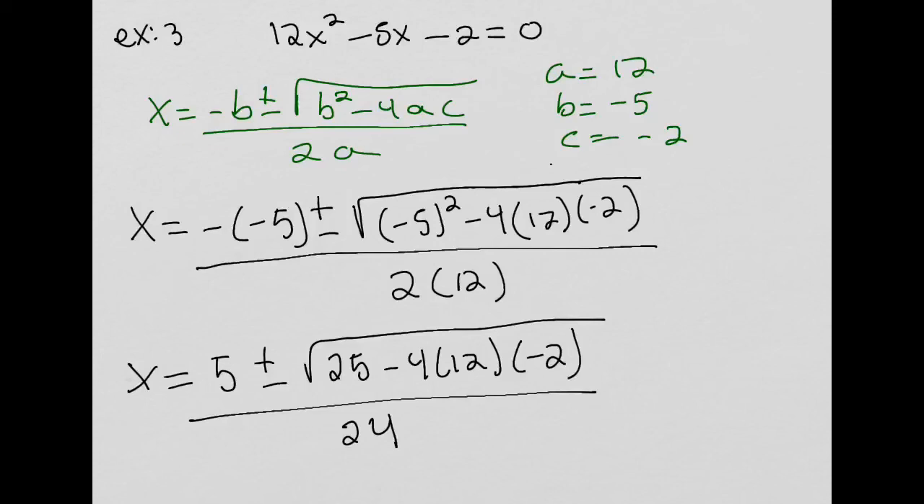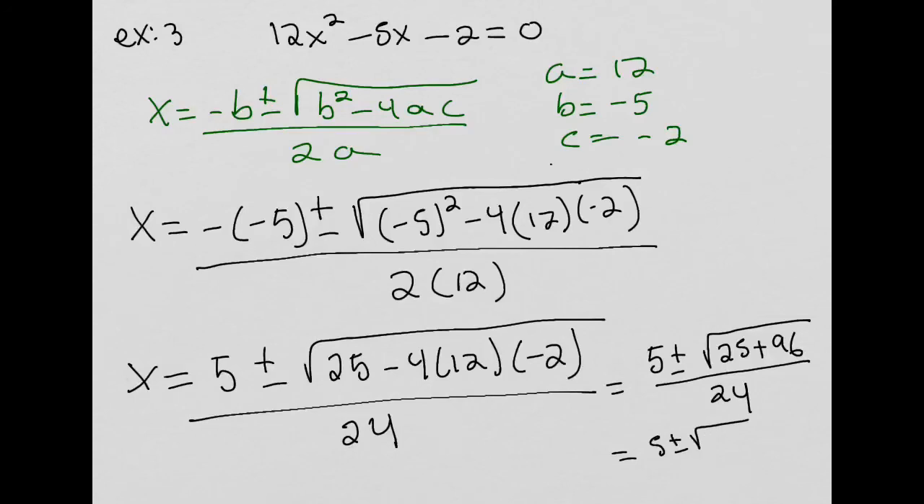Well, let's do it like this: -4 times 12 times -2. Okay? And that gives me 96. Right? Make sure you double check my work. I tend to make some of those arithmetic mistakes. So I have 25 plus 96 over 24. So what is 25 plus 96? That's 121. Oh, that seems like a very nice number.